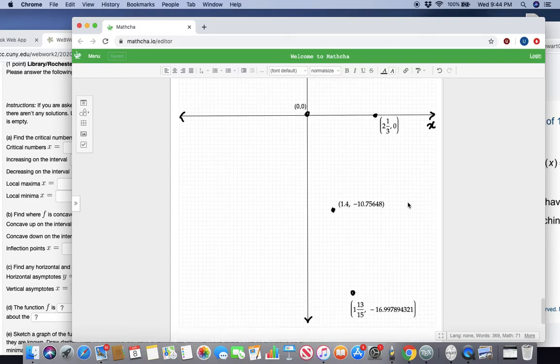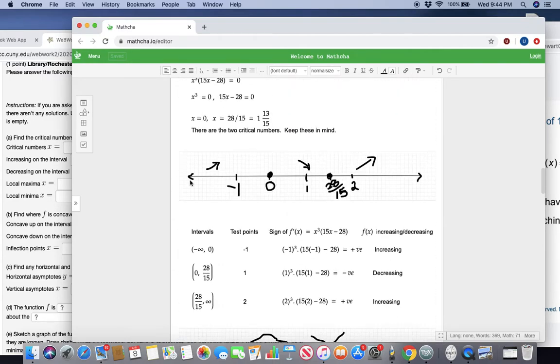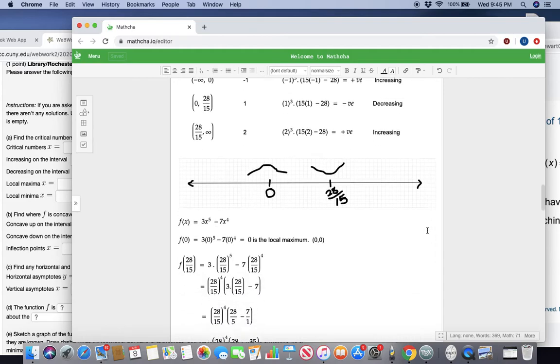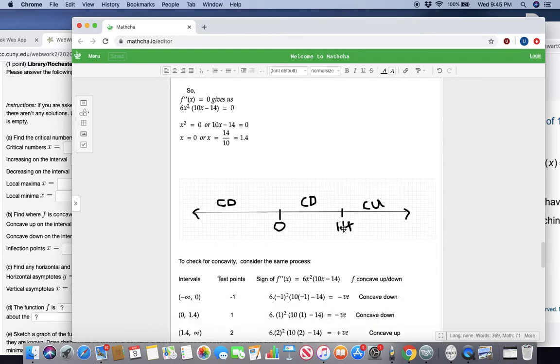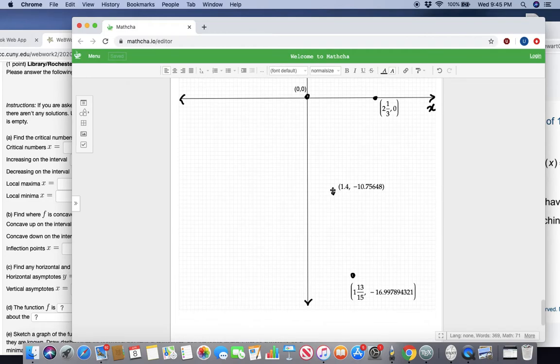Okay, what is the issue? Well, if you remember, going back, you are increasing here, increasing all the way to 0, decreasing from here to here, and increasing again. Moreover, concavity changes here. Before 1.4, you were concave down. After 1.4, you are concave up. So, concave down before, increasing here, decreasing until here, then increasing. All right. I think we are ready to graph.